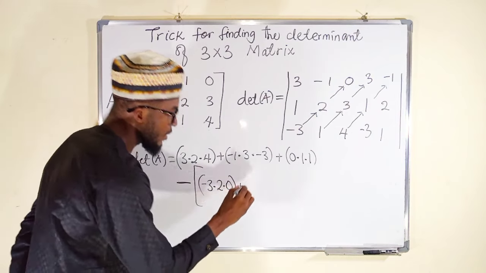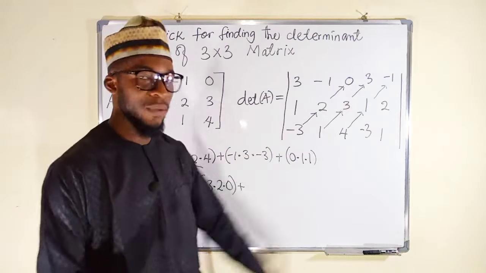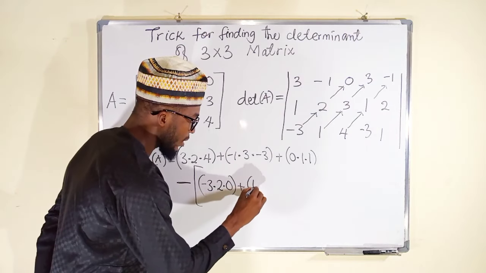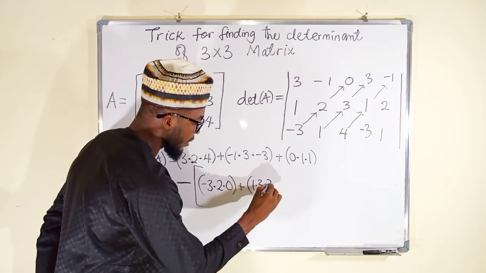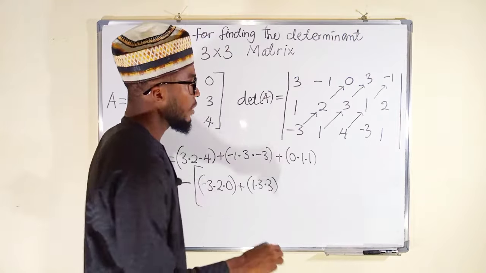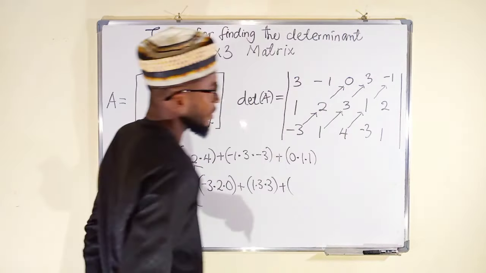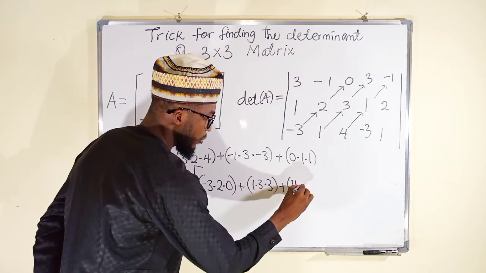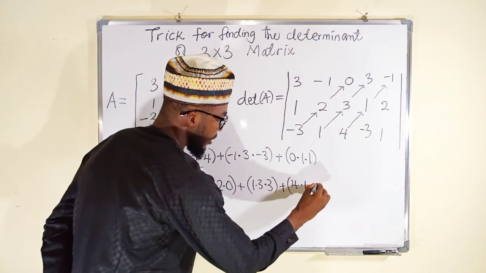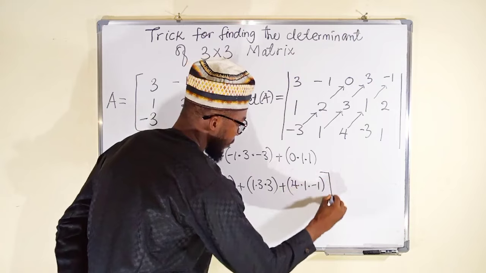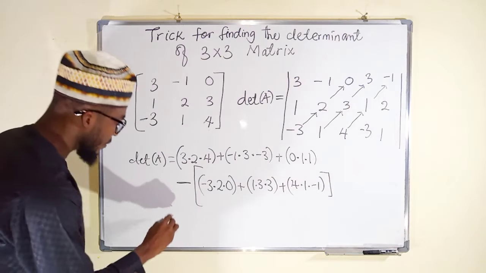We close, we add again, 1 times 3 times 3. Plus the last one, we have 4 times 1 times negative 1. We simplify and obtain our final answer.